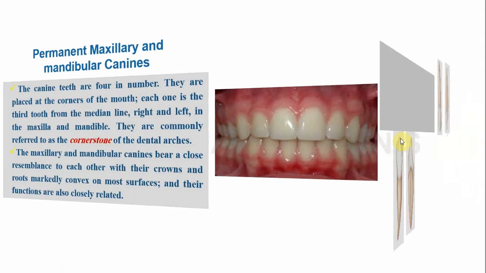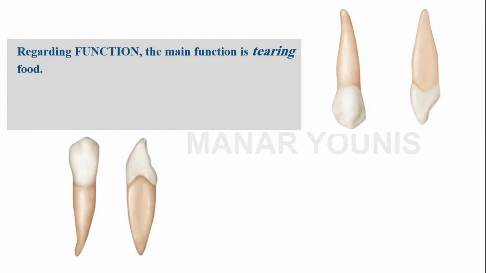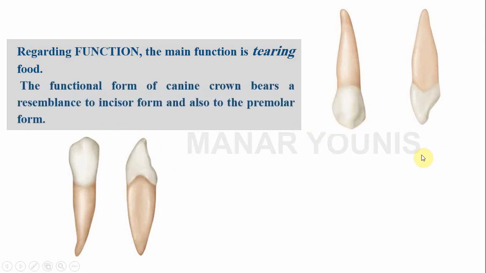The function of maxillary and mandibular canines are also closely related. Usually the main function of these teeth is tearing. They tear food material during mastication. However, due to their position between incisors and premolars, and since they bear a close resemblance to the functional form of both premolars and incisors, they assist these teeth in their function of slicing, holding, and tearing food materials.